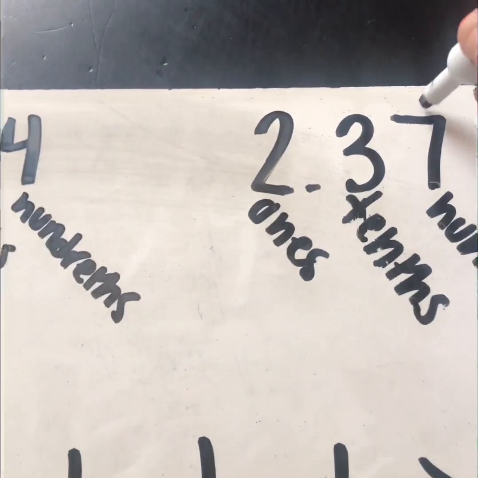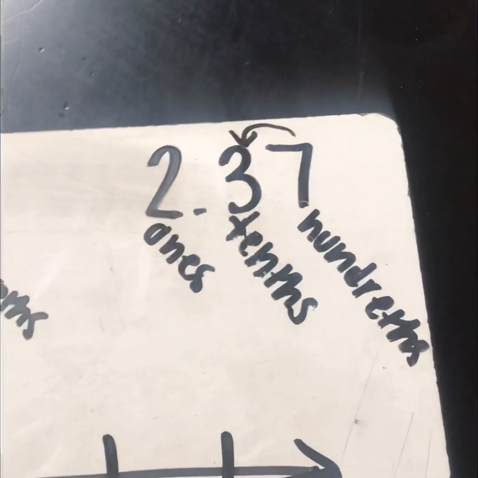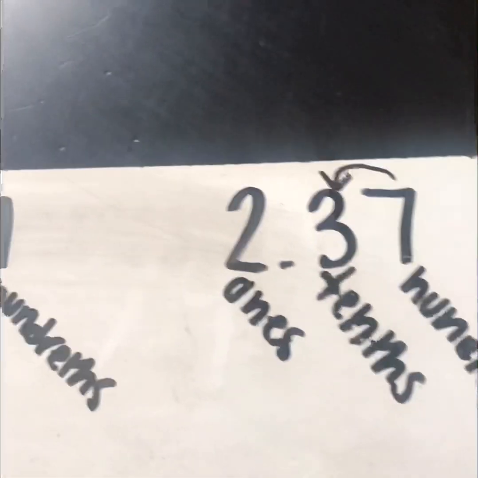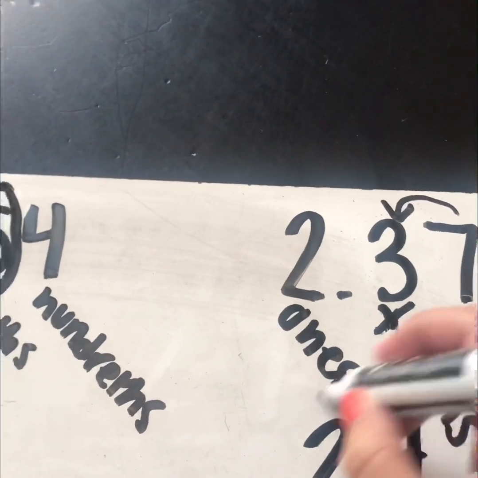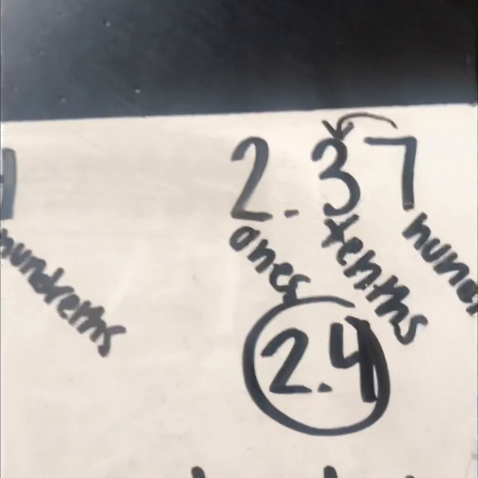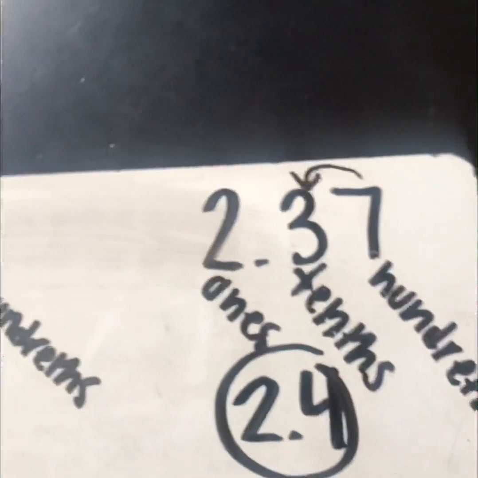That means we are going to round our decimal to the nearest tenth place, which means we have to add one more. So instead of 2 and 3 tenths, it's going to be 2 and 4 tenths. That's our decimal rounded to the nearest tenth. We had to add one more because it was a 7 next door.